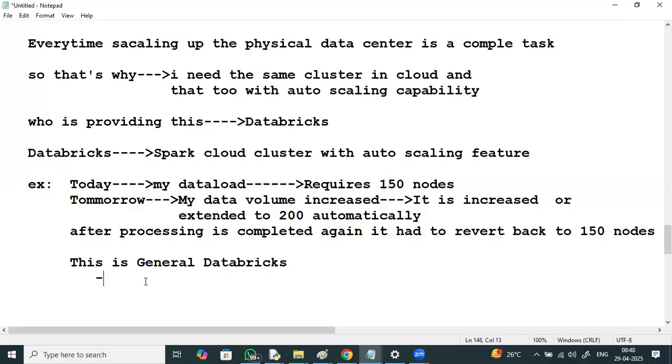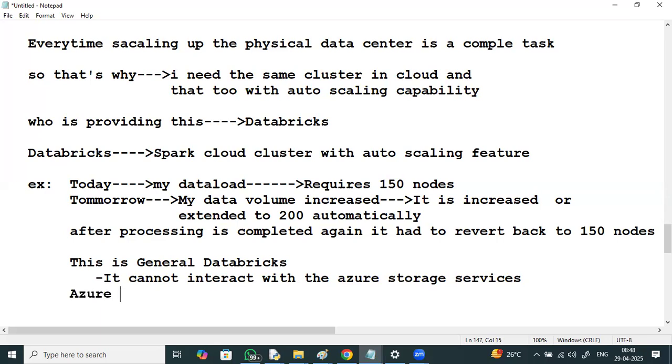In Azure, we have some storages available like Azure Data Lake, Azure SQL, Azure Cosmos DB. Here, this general Databricks cannot interact with Azure Storage Services.